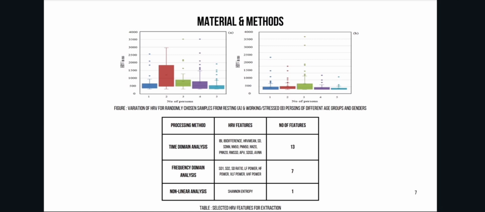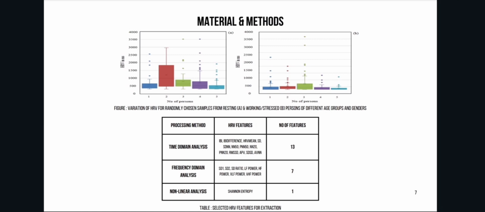The figure represents the range of the HRV samples of different physiological conditions from different age groups and genders. Figure depicts that resting persons have larger variation in their HRV values, while working or stressed persons have less variations in their HRV ranges. This has been found as one of the key features for determining the different physiological conditions.